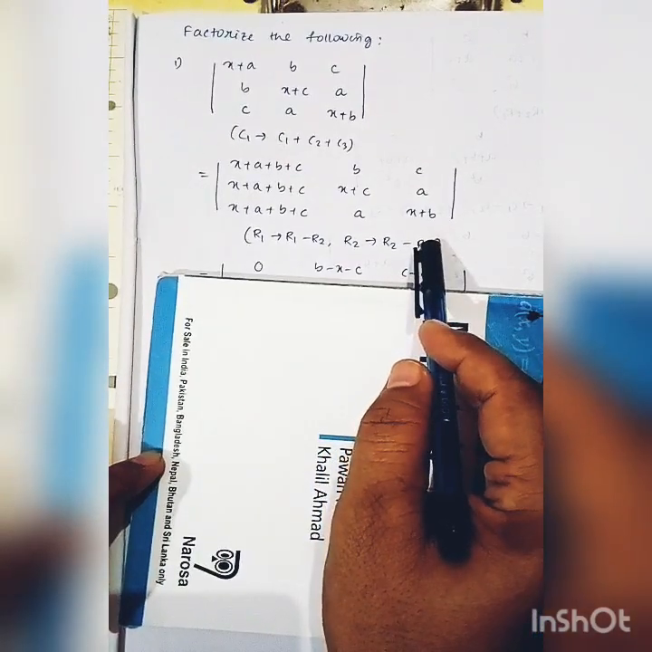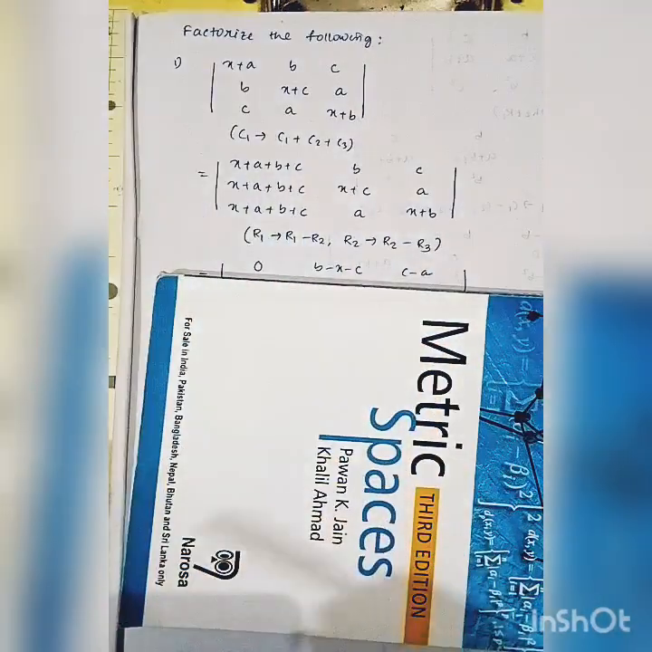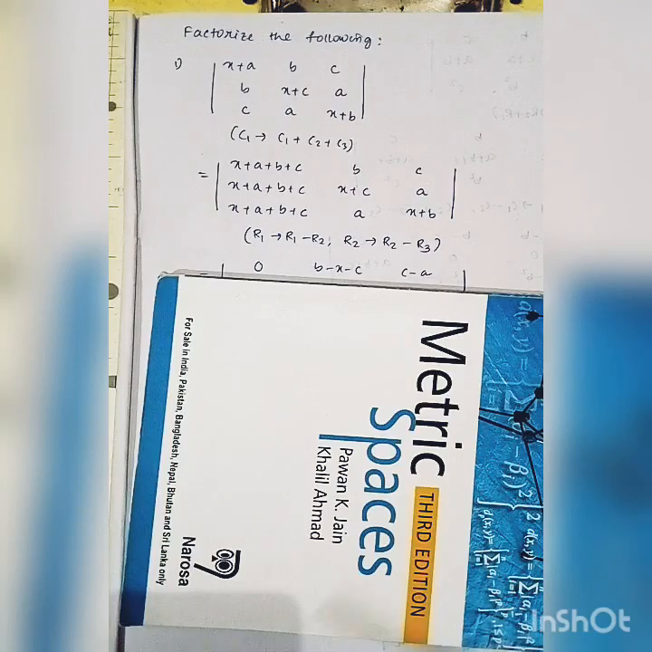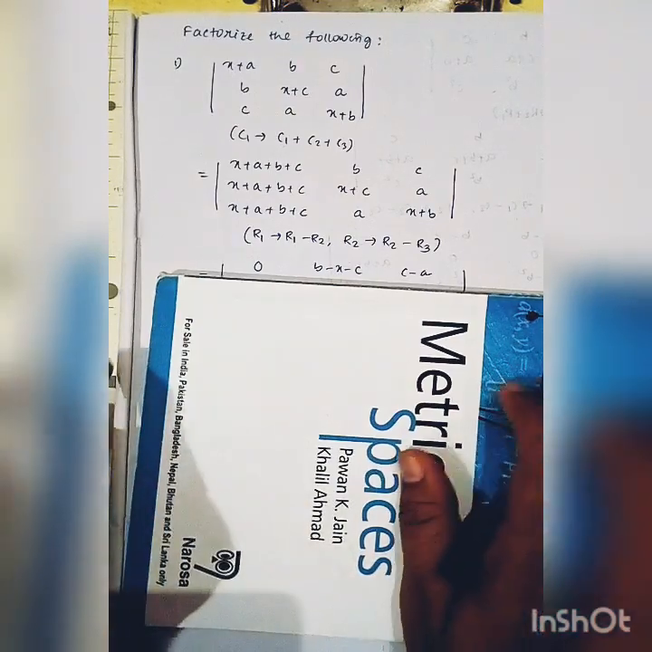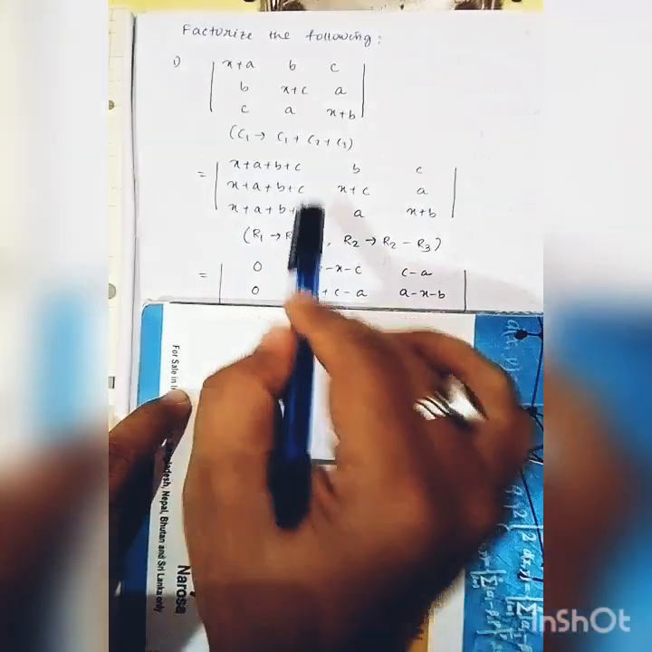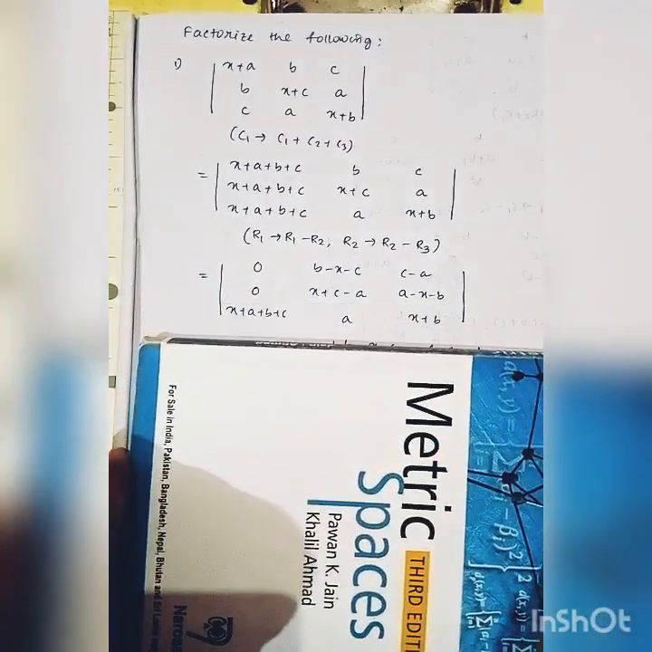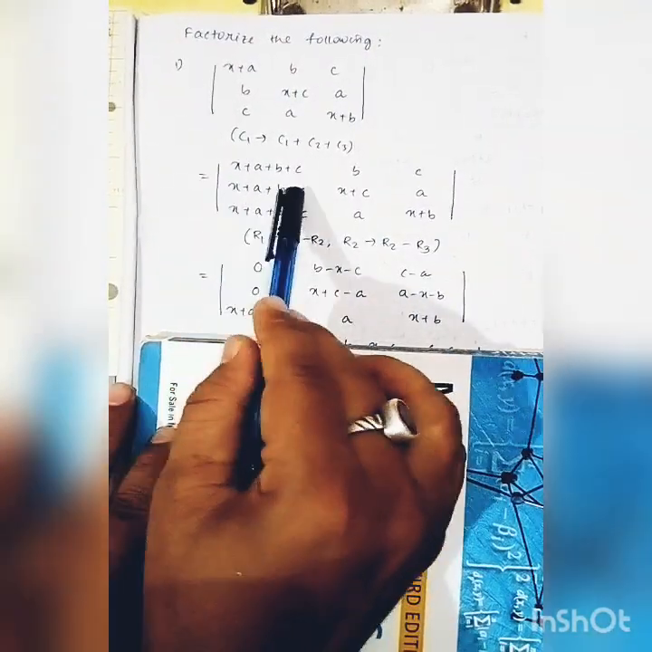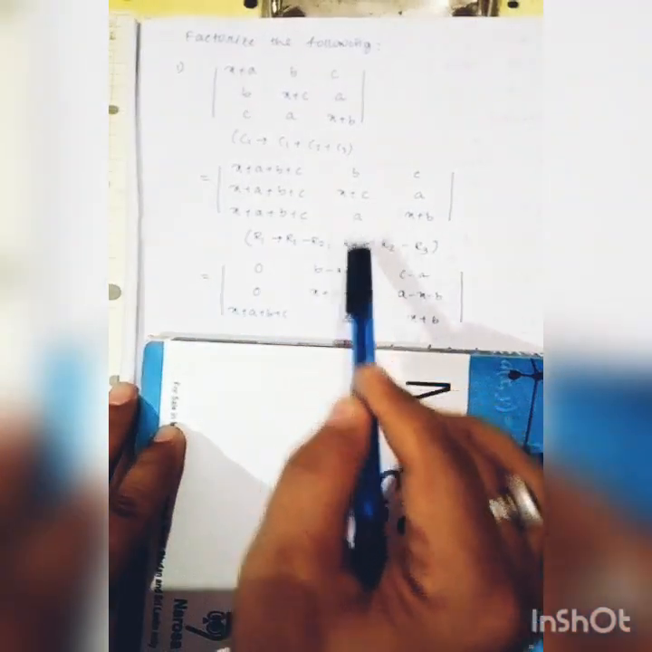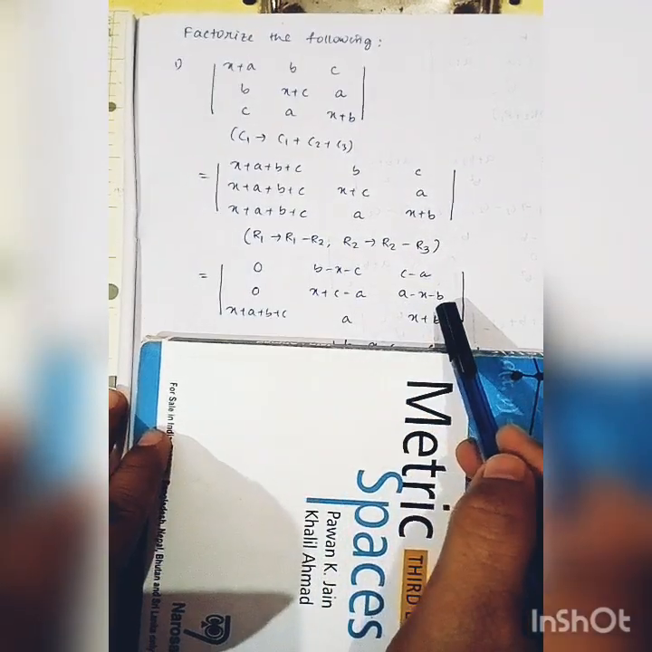We know, as we studied in the previous class, that if every element of any column is identical, use the properties of rows. Similarly, if every element of a row is identical, we use the property of columns. So by applying R1 minus R2, this becomes 0. It is b minus x minus c, it is c minus a. Again R2 minus R3, this minus this is 0, x plus c minus a minus x minus b.